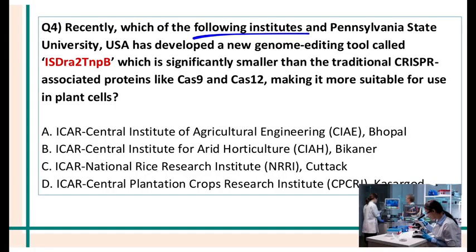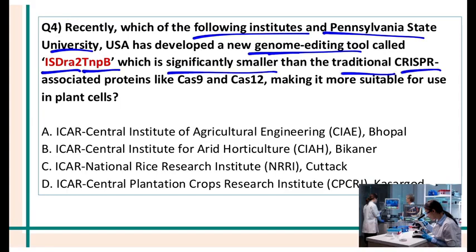Which of the following institute and Pennsylvania State University in America have developed a new genome editing tool, which is called ISDRA2-TNPB, which is significantly smaller than the traditional CRISPR associated proteins like Cas9 and Cas12, making it more suitable for use in the plant cells.